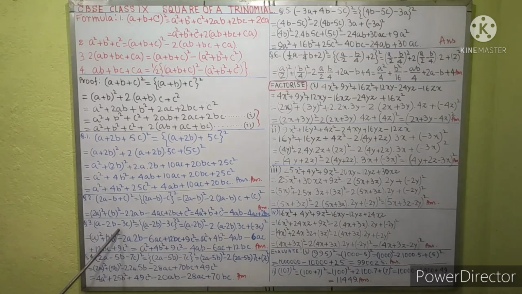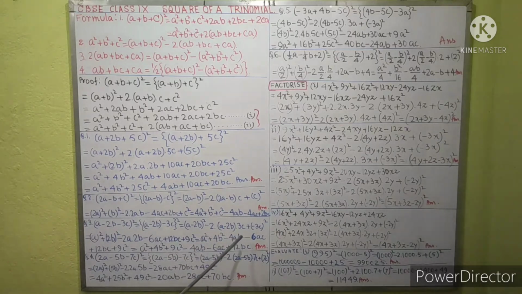Question number 3: (A minus 2B plus 3C) whole square. Here we have taken A minus 2B as A and 3C as B. So it is (A minus B) whole square, and the formula is A square minus 2AB plus B square. So this is again A minus 2B, whole square. So A minus B whole square here also, again, it is A square plus (2B) whole square minus 2 into A into 2B.